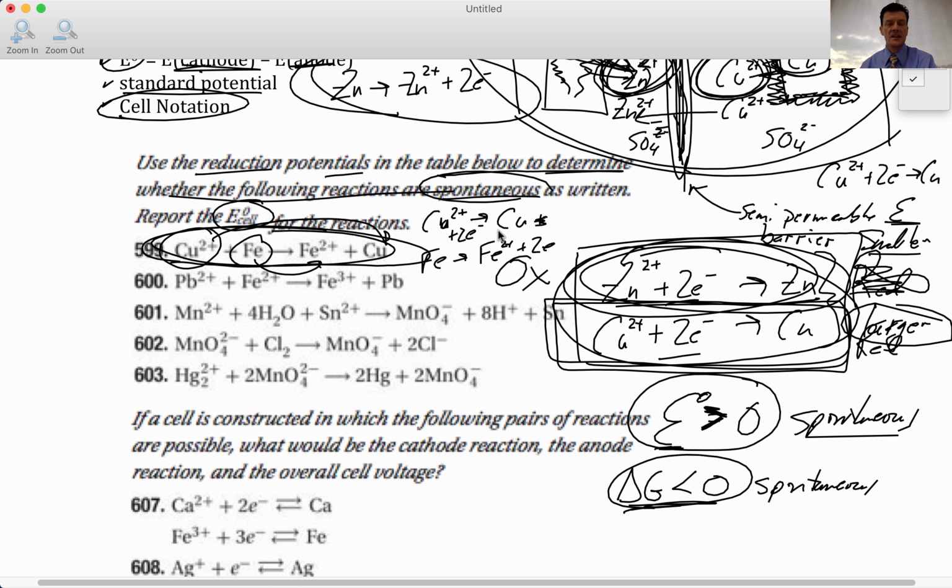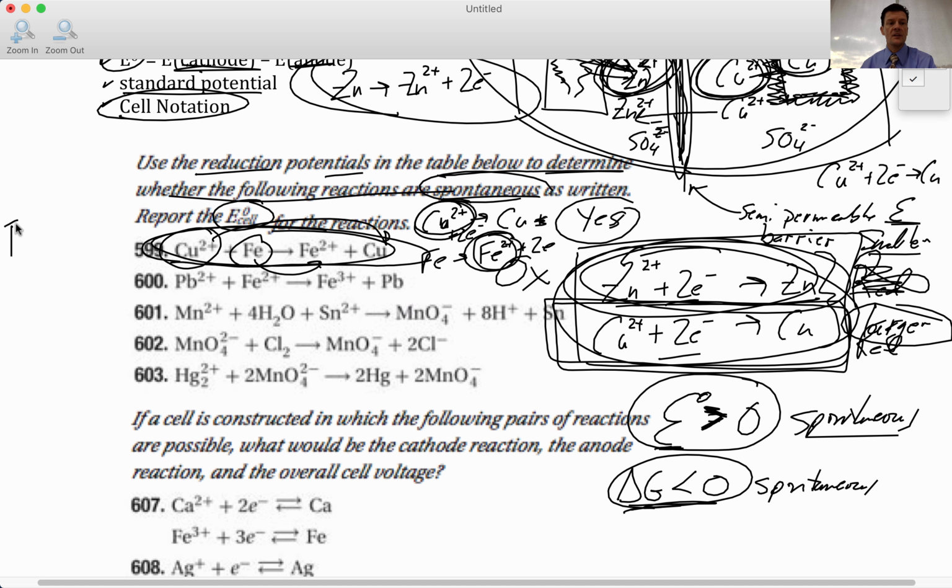Well, then I look at my standard reduction potential. In this situation, is copper really going to gain the electrons over iron? So I look, is copper 2+ above iron 2+ on the standard reduction potential? Yes, it is. And so this is exactly the way it'll operate. Copper will gain the electrons, iron will lose them. The reverse reaction would not occur.